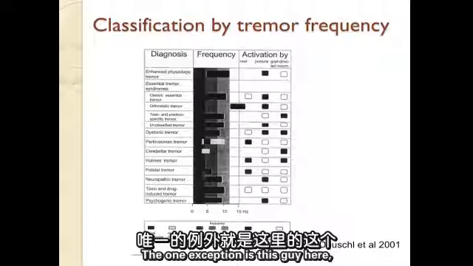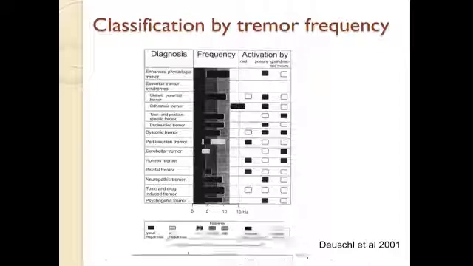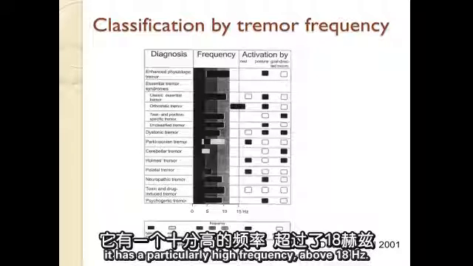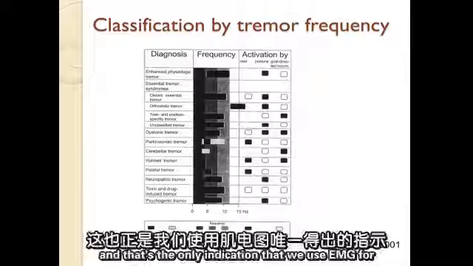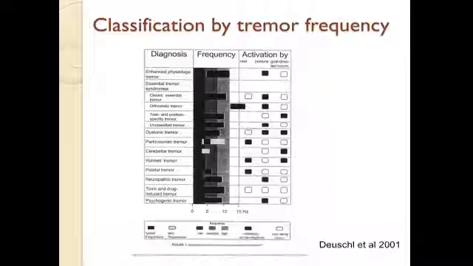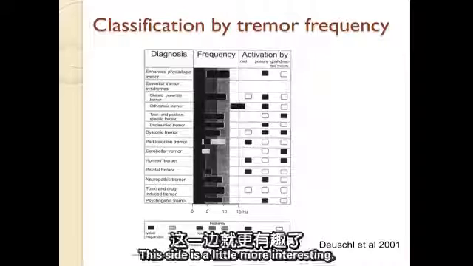The one exception is this guy here. This is orthostatic tremor. It has a particularly high frequency above 18 hertz. It's such a high frequency that you may not see it, and that's the only indication we use EMG for, is to detect that particular tremor.